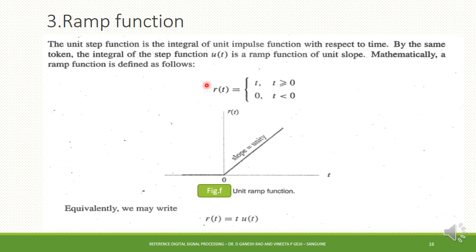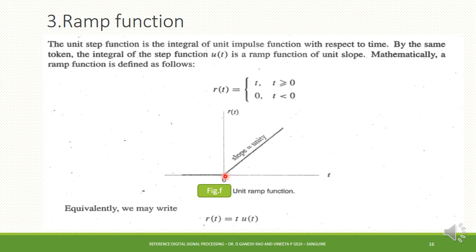And the next one: its value is equal to 0. That means r of t is always 0 when t is less than 0. Less than 0 is the negative quadrant. In the negative quadrant, whatever your t value may be, the r of t value is equal to 0. You see here, t value is increasing, but r of t is only 0.